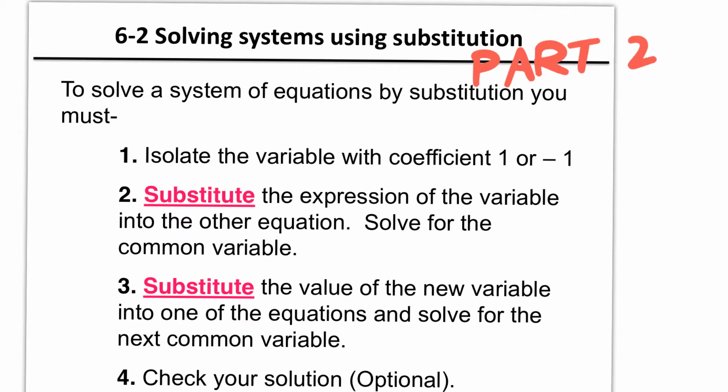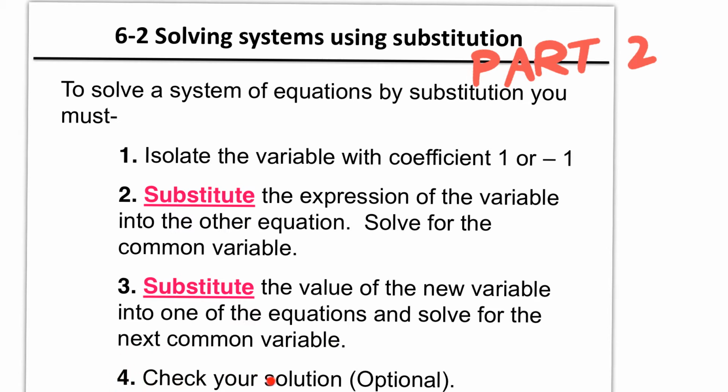Just a quick review of the steps for how to solve by substitution. You can read them on the screen. Number one, you isolate the variable with the coefficient 1 or -1. Number two, you substitute the expression you got from step number 1 into the other equation and solve for the common variable. In step number 3, you substitute the value you found in step number 2 into one equation. It doesn't matter which one you use in step 3, and you solve for the next common variable.